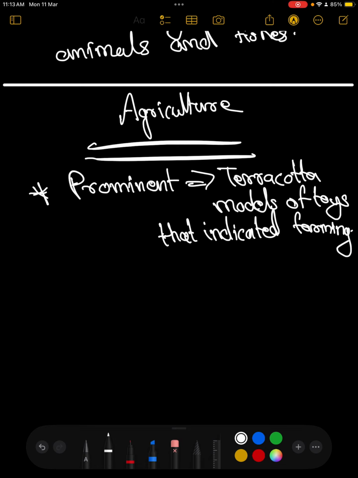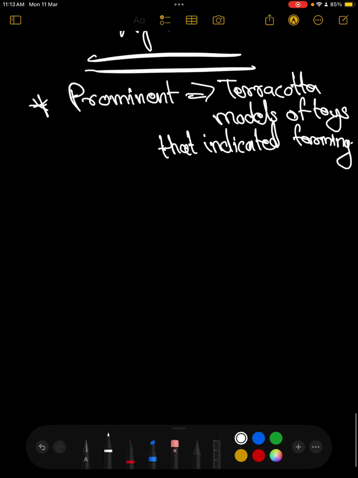Okay, so we had found some toys made of terracotta models that had the shapes of farming objects such as stool, ploughs, and hoe. So it really did indicate that farming was considered a means of subsistence, a way of living for them. And secondly, we know that through many sculptures too. It indicates that agriculture was important for them.